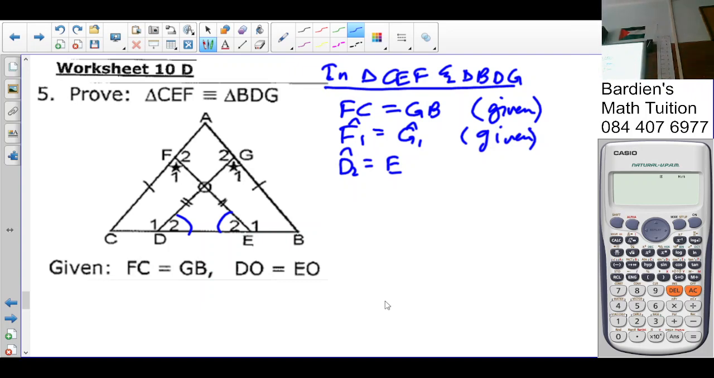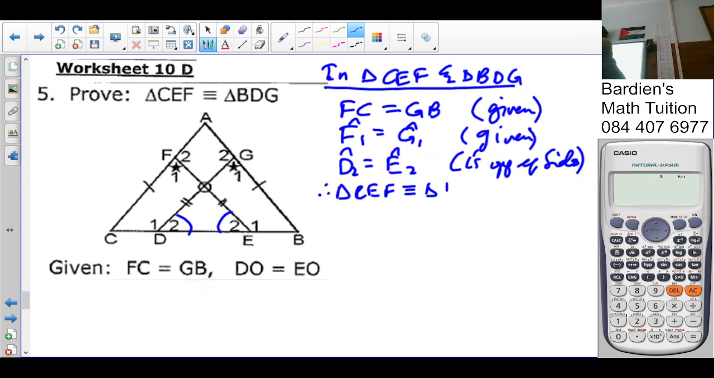Alright, so D2 is equal to E to Y. Angles, opposite, equal signs. So therefore triangle CEF is congruent to triangle PDG. You check that the order is right. And what's the reason here? Angle. Okay. Angle side.